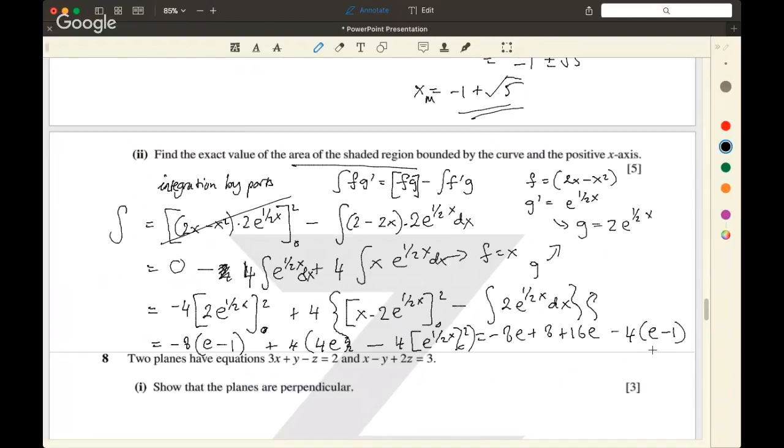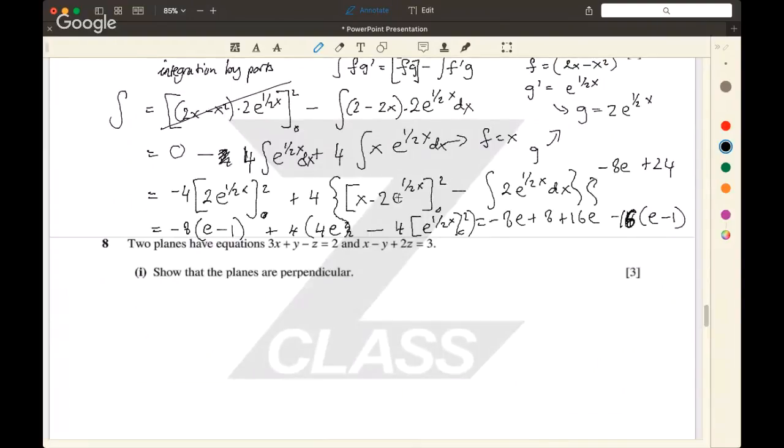Okay, I've made a mistake somewhere. So that's 4 times 2, which is 8, minus 8e, plus 8, plus 16e. And then, there was a 4 here already, so this is 16 there. So this should give us minus 8e plus 24. Okay, so that was a bit of an annoying, slightly fiddly integration by parts. And just remembering that e to the 0 is 1 and not 0.